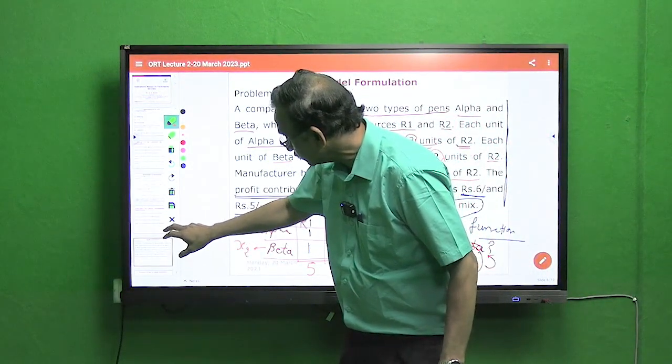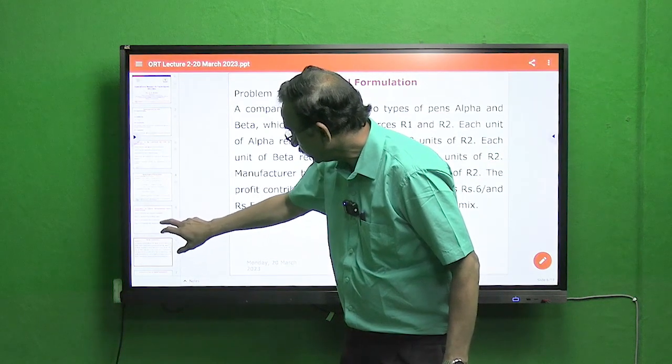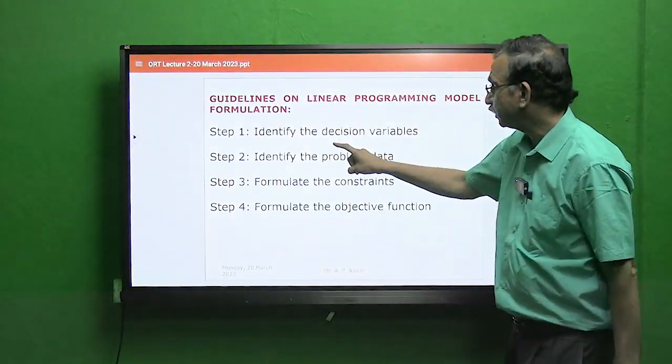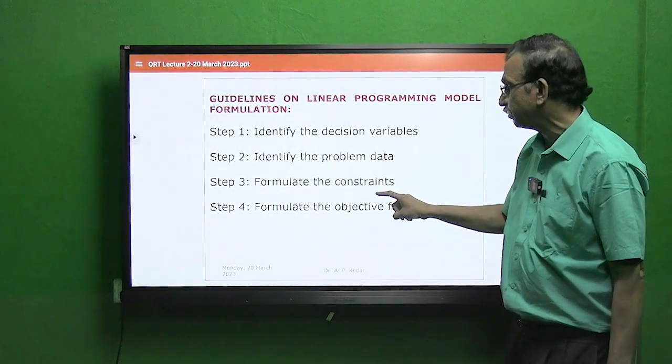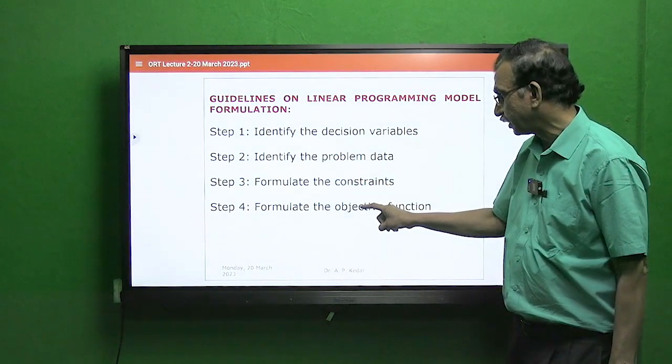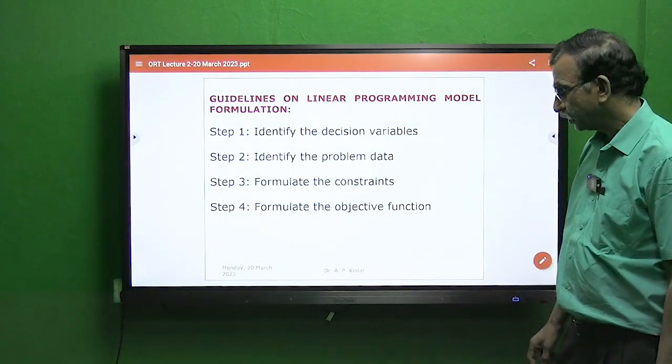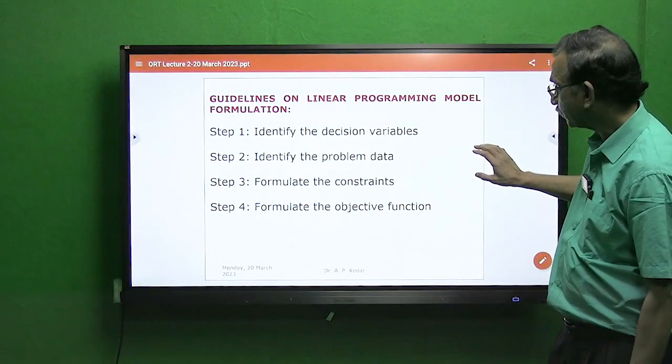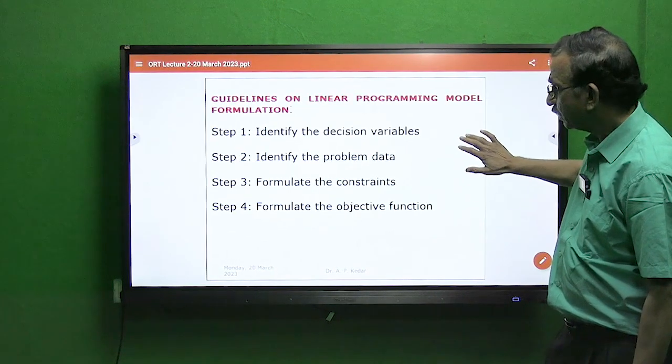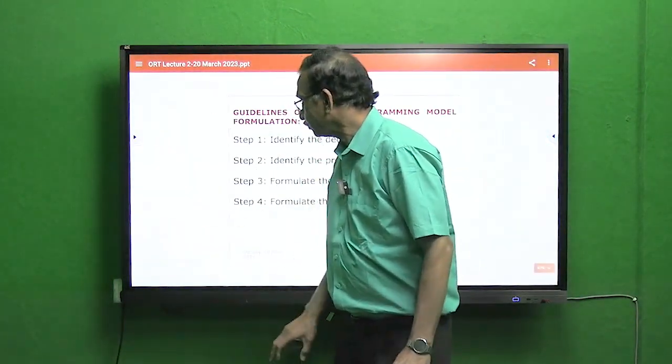It is given like this: identify the steps, decision variable, formulate the constraint and the objective function. So we are ready with this particular aspect now.